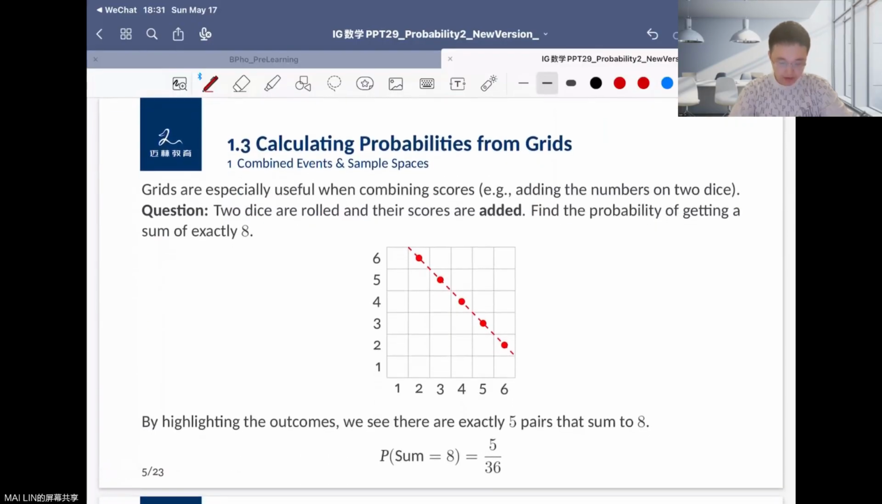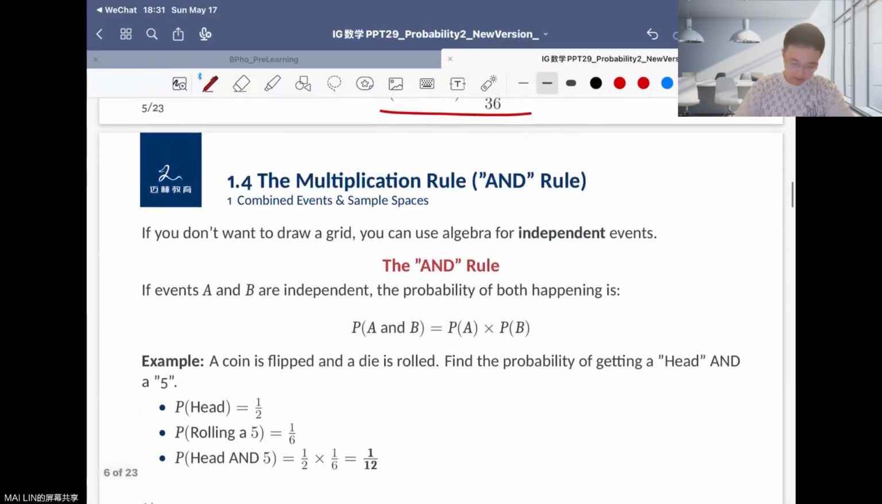For example, if you want to calculate the probability that the two numbers sum to 8, we can draw 6 and 2, 5 and 3, 4 and 4, 3 and 5, and 2 and 6. So there are 5 pairs of numbers here. The probability that the sum equals 8 is 5 over 36: only 5 situations out of a total of 36 situations.